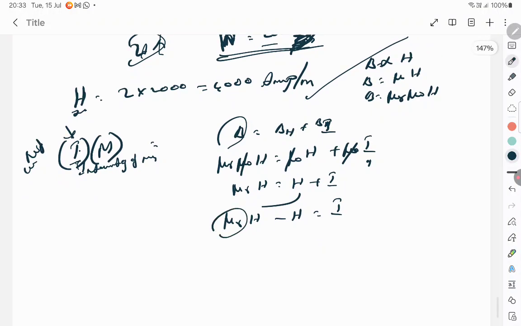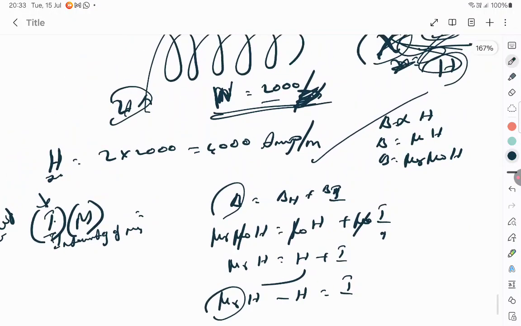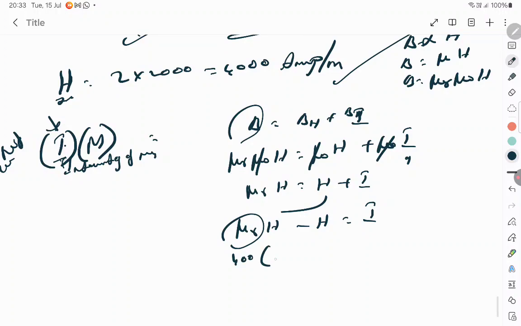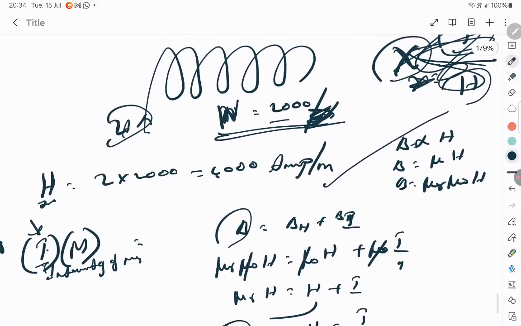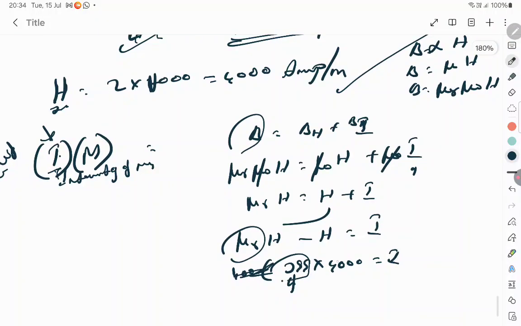Mu R has been given to be 400, or I think it was given to be 400. That was given in the question. So 400 into H, H can be taken in common, H into mu R minus 1. So 399 into H, which is 4000, is equal to I. They have taken it as 400 only. I think the number of turns was 1000 per meter, so therefore this is also 1000. They took it as 400, so 400 into 3 zeros.